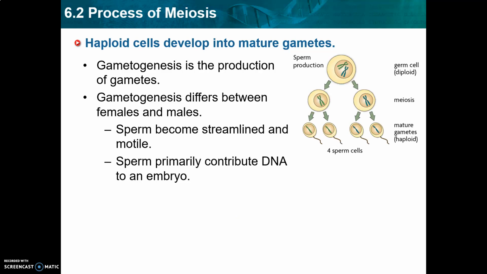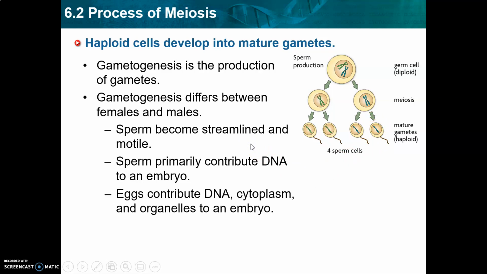So let's look at what that looks like. In the production of sperm, we have a germ cell that's diploid. It undergoes meiosis to make haploid cells. We get 4 haploid cells at the end of meiosis, and they mature into sperm cells with flagella, and they have a streamlined shape so that they are able to swim.